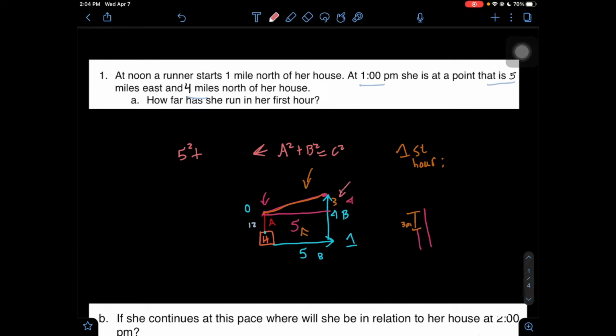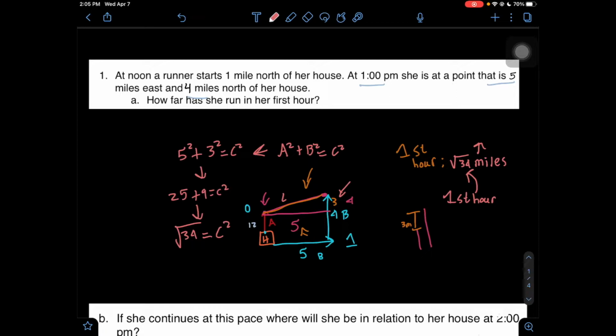B is 3, as we said, so plus 3 squared equals c squared, and c is our hypotenuse. So we have 5 squared, which is 25, plus 3 squared, which is 9, equals c squared. 25 plus 9 is 34. The square root of 34 equals c. Now that we know the length, we know that in her first hour, she traveled a distance of the square root of 34 miles.